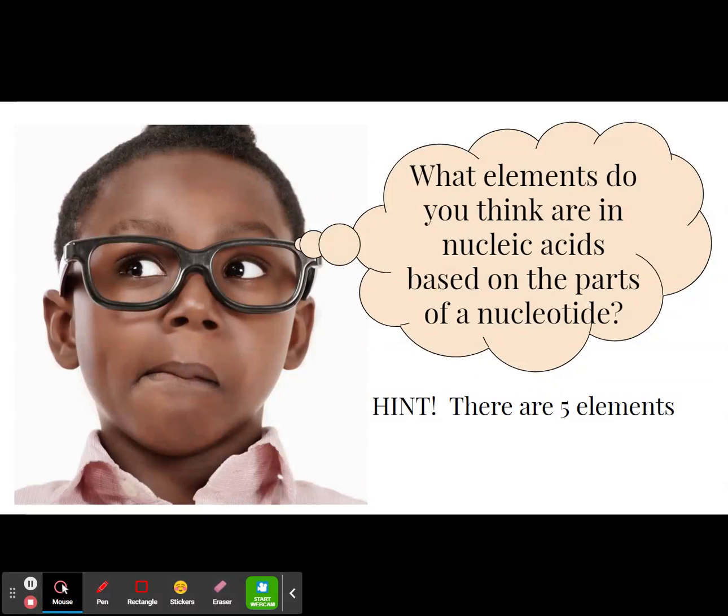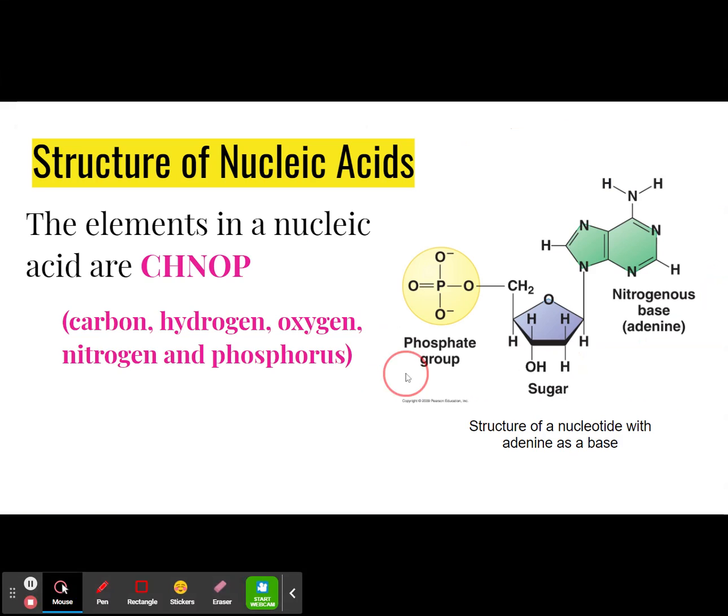Number 5, I feel like you probably got this one, but if you think about the parts of a nucleotide, we had a phosphate group. We had a sugar, which means we're talking about a carbohydrate, and you have a nitrogenous base. There are 5 elements in there. I'm sure you can probably get there with what they are. See if you can guess them.